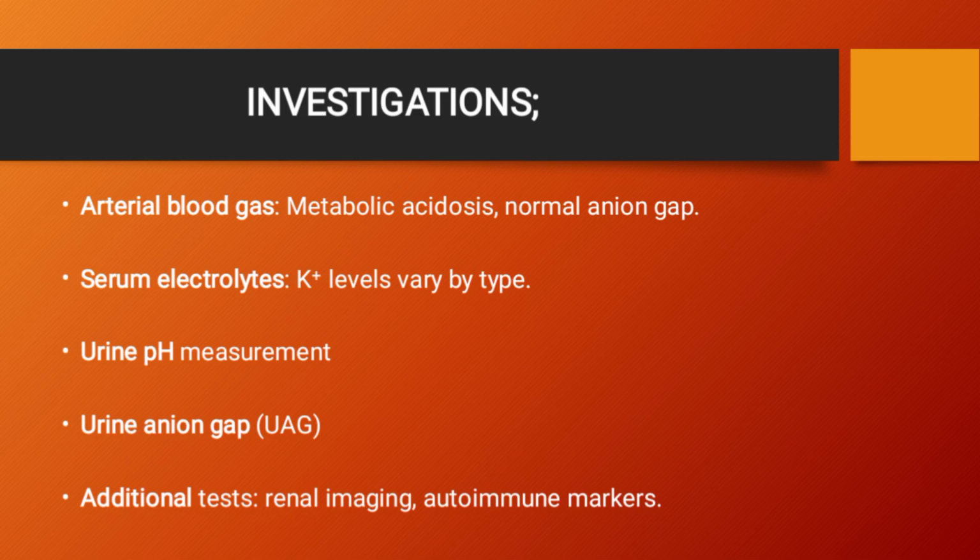Investigations. Diagnosis begins with identifying a normal anion gap metabolic acidosis on arterial blood gas. Potassium levels help to differentiate the types. Urine pH is crucial. A persistently high urine pH suggests distal renal tubular acidosis. The urine anion gap helps to estimate ammonium excretion, and imaging may detect nephrocalcinosis.